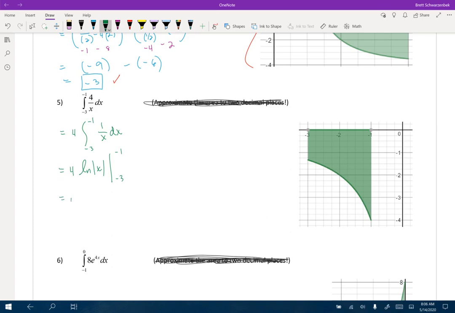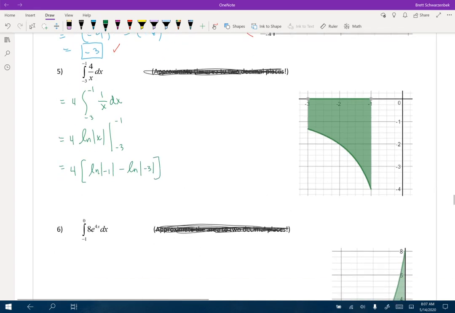We can keep the 4 in the beginning, and we can do the natural log of the absolute value of our b value minus the natural log of the absolute value of our a value, and we get this. So what does this come down to? This comes down to 4 times the natural log of 1 minus the natural log of 3.